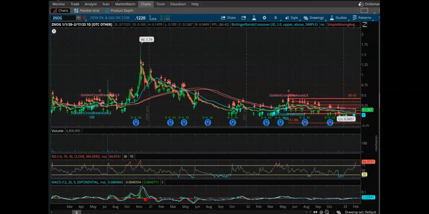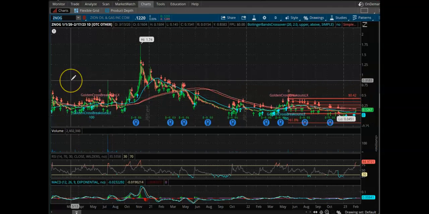Alright guys, so we're going to take a look at ZNOG, ticker symbol ZNOG. On my screen, when I zoom into it, you're going to see several different lines that you're not used to seeing on my videos. We're going to go through exactly what they are.